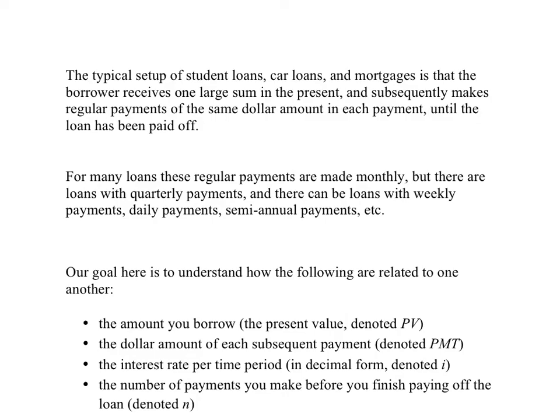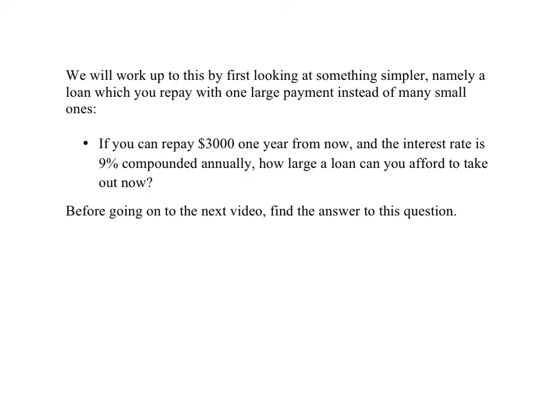Now, our goal here is to understand how the following quantities are related to one another. The amount you borrow, the present value that we denote PV, the dollar amount of each payment, that's denoted PMT, the interest rate per time period, that's in decimal form and denoted I, and the number of payments you make before you finish paying off the loan, and that's denoted N. In other words, PMT, I, and N are going to mean the same thing now as they did in the future value situation. We'll work up to this by first taking a step back and looking at something simpler, namely a loan which you repay with one large payment instead of many small ones.